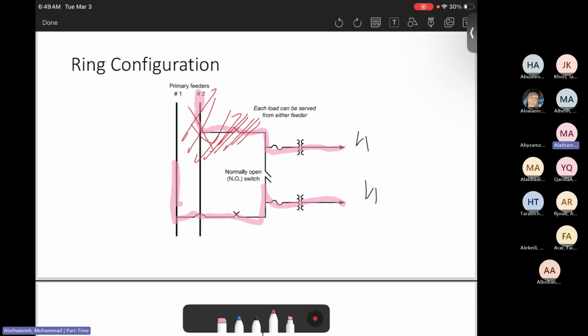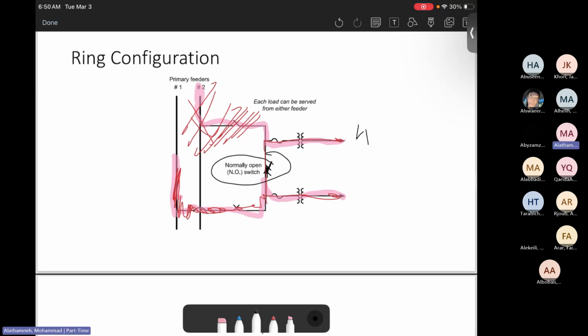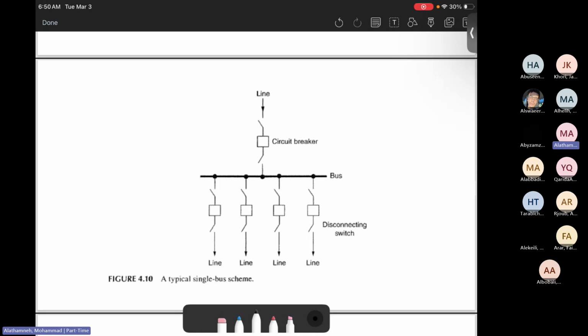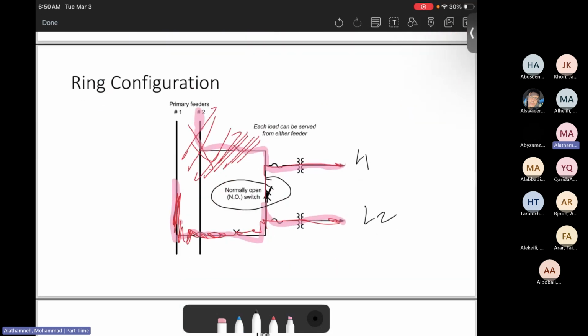But how can we solve it, or make it more reliable? Here, there is a switch. You can disconnect the switch, and therefore the power can come from feeder one to supply line one and line two. As a result, we have a backup plan to have power in this scenario. If feeder two is out of service, we can still supply load number one from feeder number one using that switch, which is called ring configuration. That one is used in medium voltage.